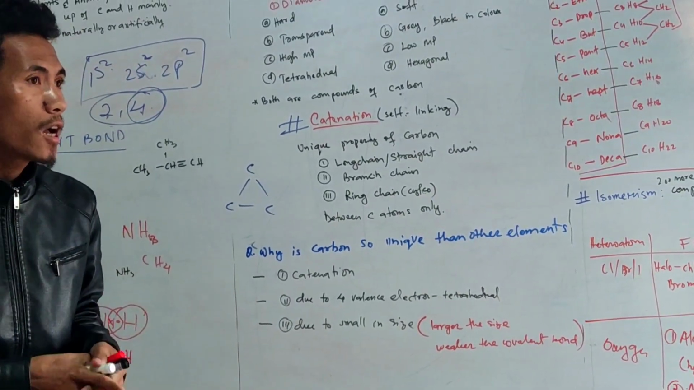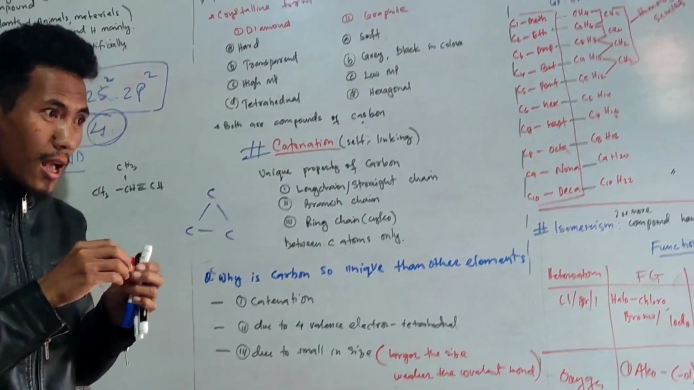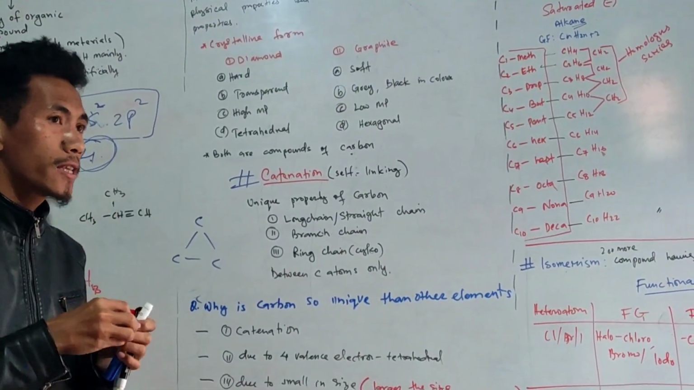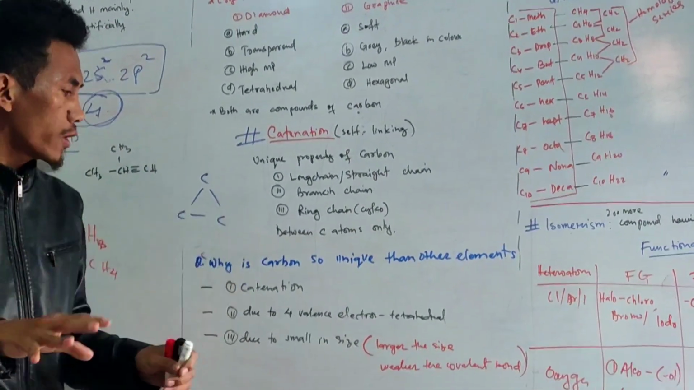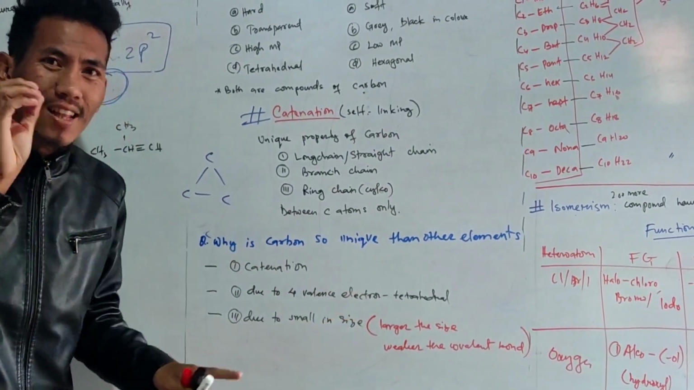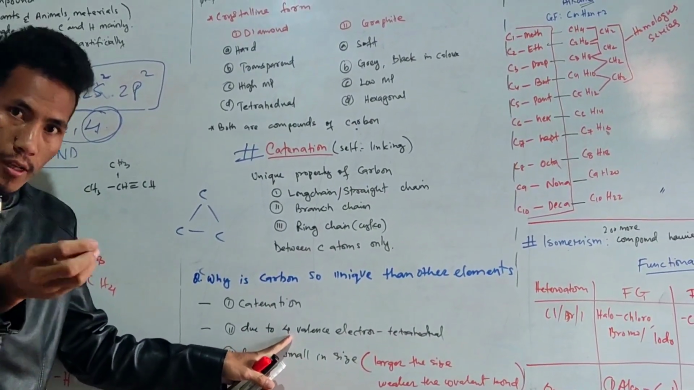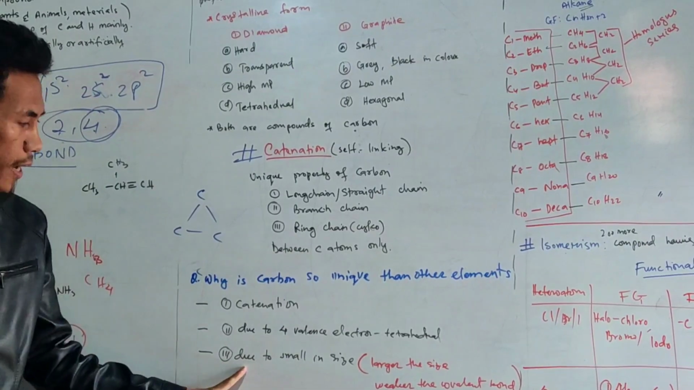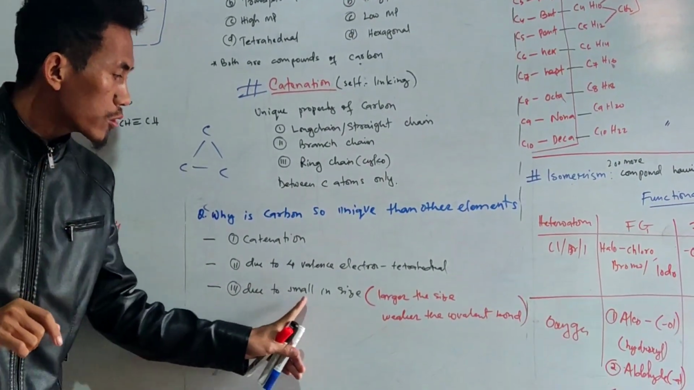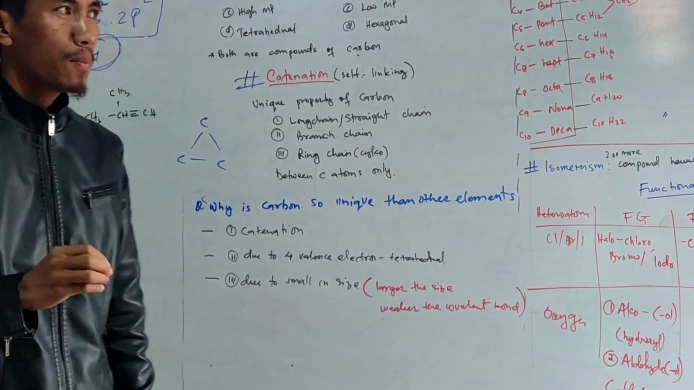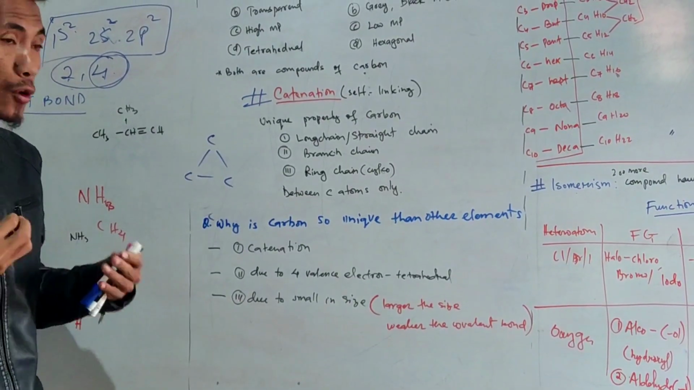Let's look at the valence electrons. Carbon is unique among atoms. Gaining or losing of electrons is very difficult in this case, because carbon has 4 valence electrons. The main point is that carbon is small in size, and that is why it is unique.